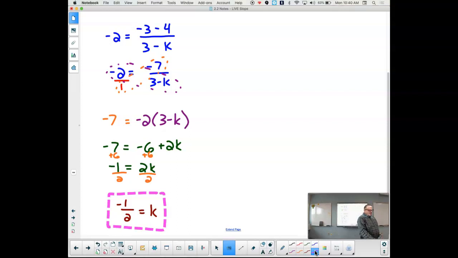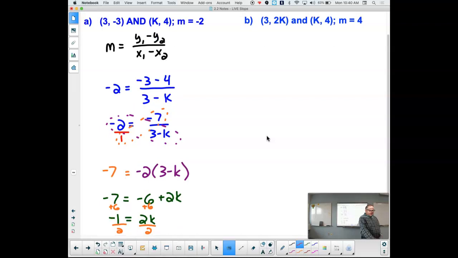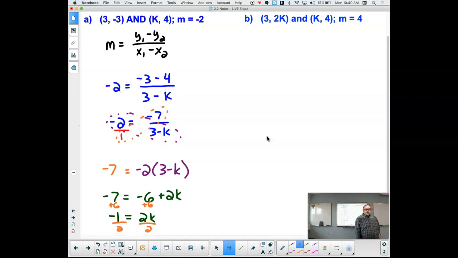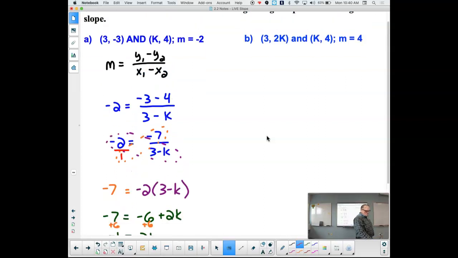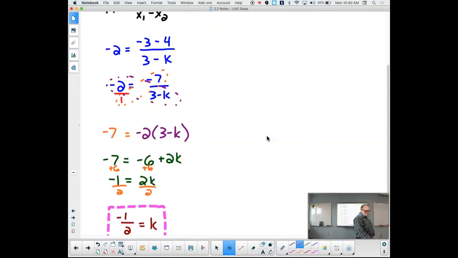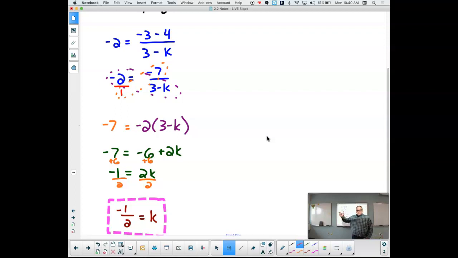So if k is -1/2, then the slope between those 2 points would truly be -2. Okay? Thumbs up. Good to go. Love it.